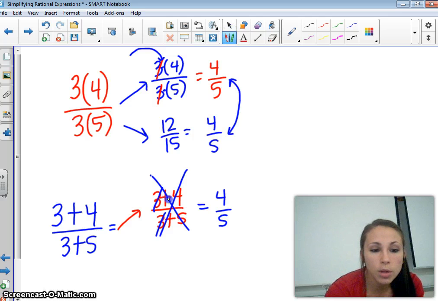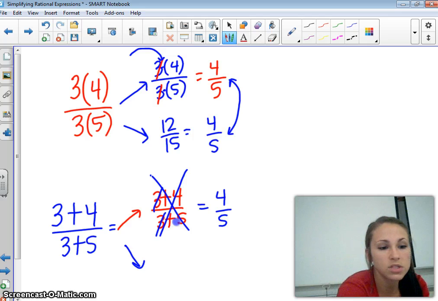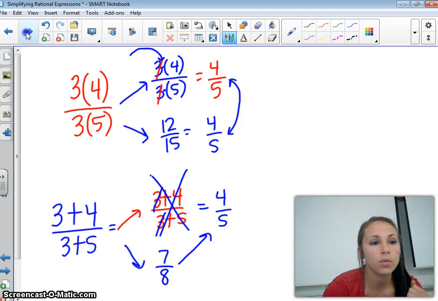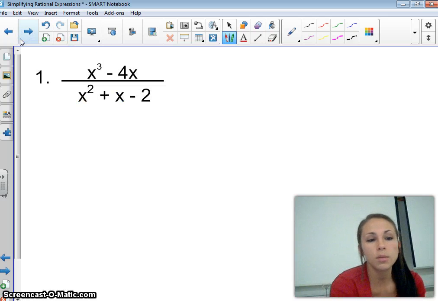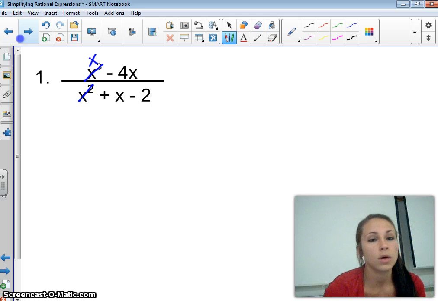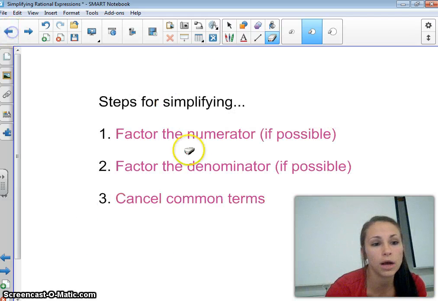If it's attached to a plus here, that won't work. We know that if we actually do this problem, 3 plus 4 would give me 7, and 3 plus 5 would give me 8. So this does not give me the right answer. So if we have things that are being added or subtracted, we cannot cancel. And with this kind of problem right here, a lot of people will try to go ahead and say, all right, I'll cancel this x to the third with that x squared, and that'll leave me with 1x there. Okay, you cannot do that. That's why it's really important to do the steps that we put out here and factor whenever you can.